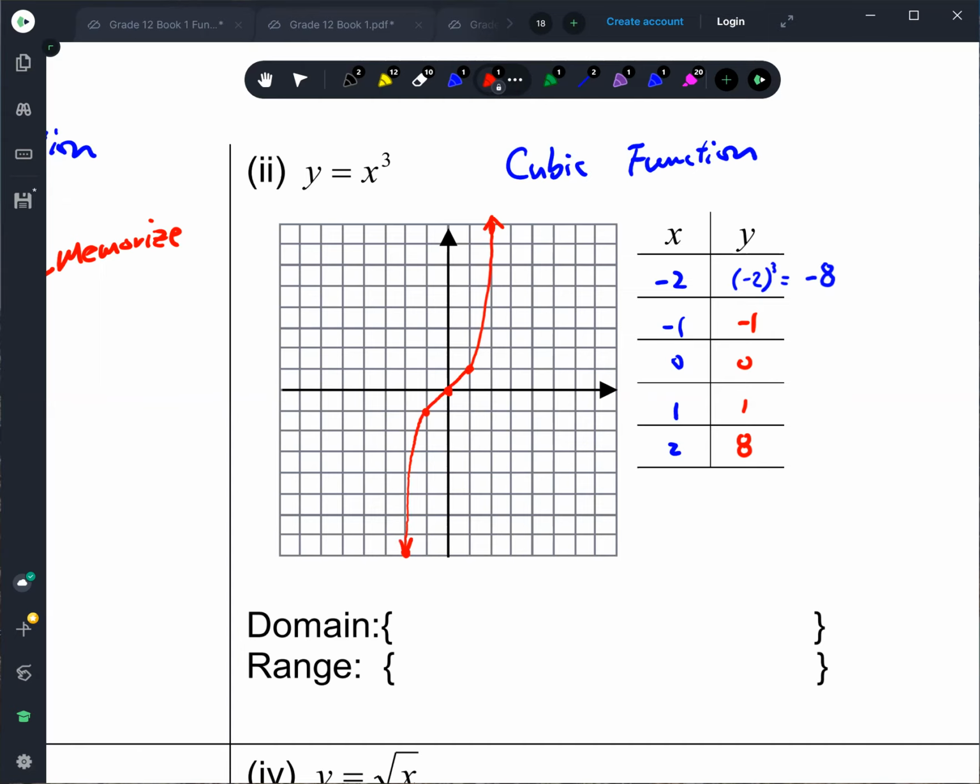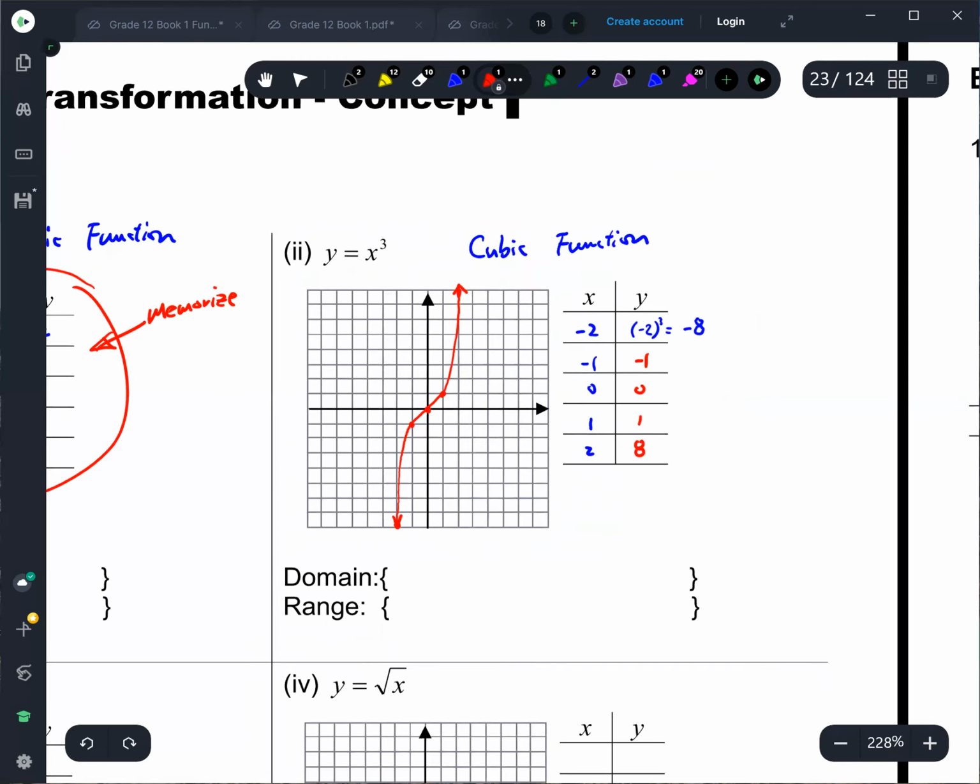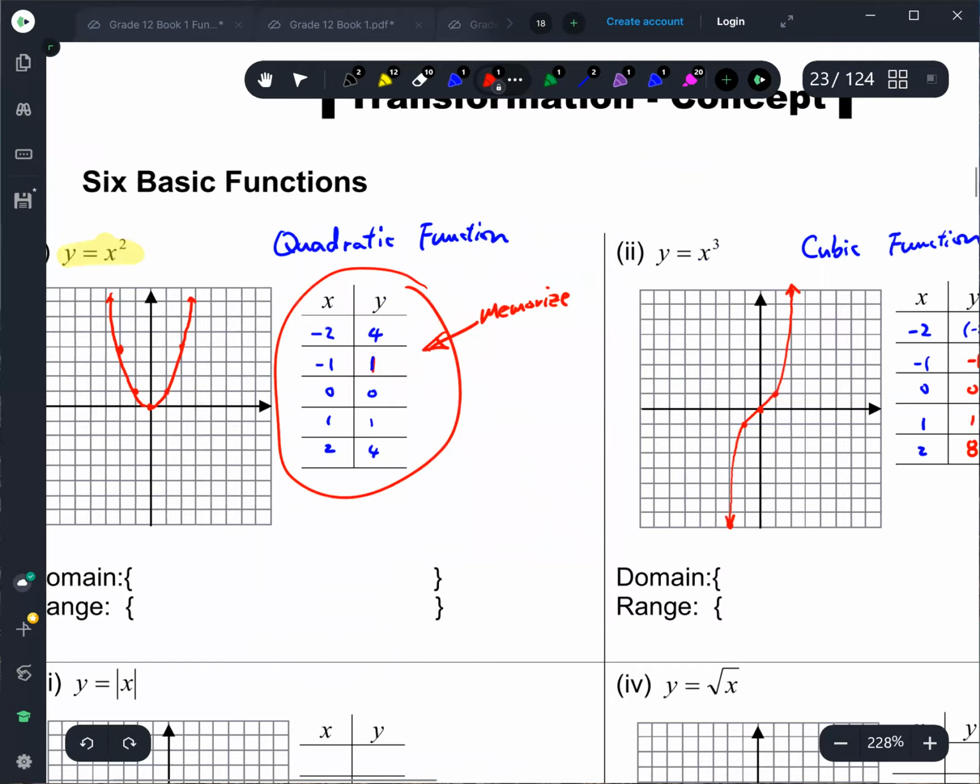Okay, please raise your hand if you are done. And then we'll move on to the third basic graph. Okay, Marcus, finished? Oh yeah. Yeah, please raise your hand, okay?